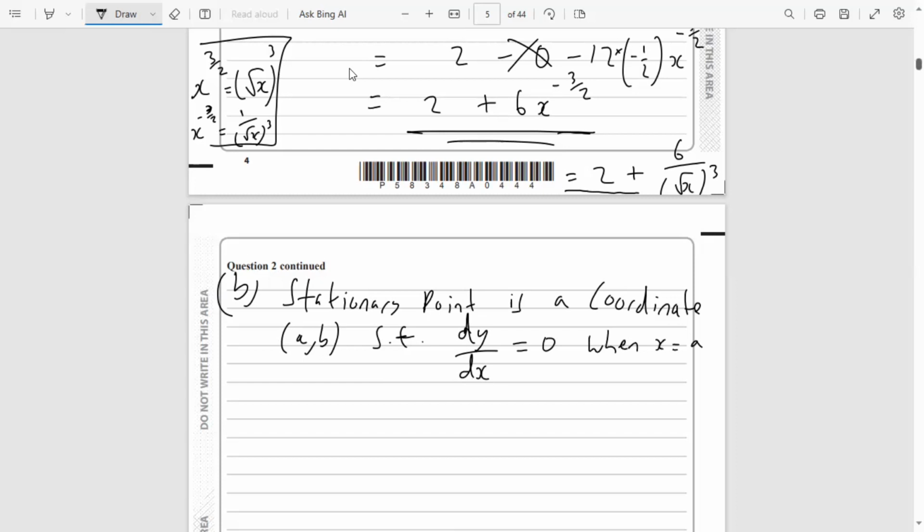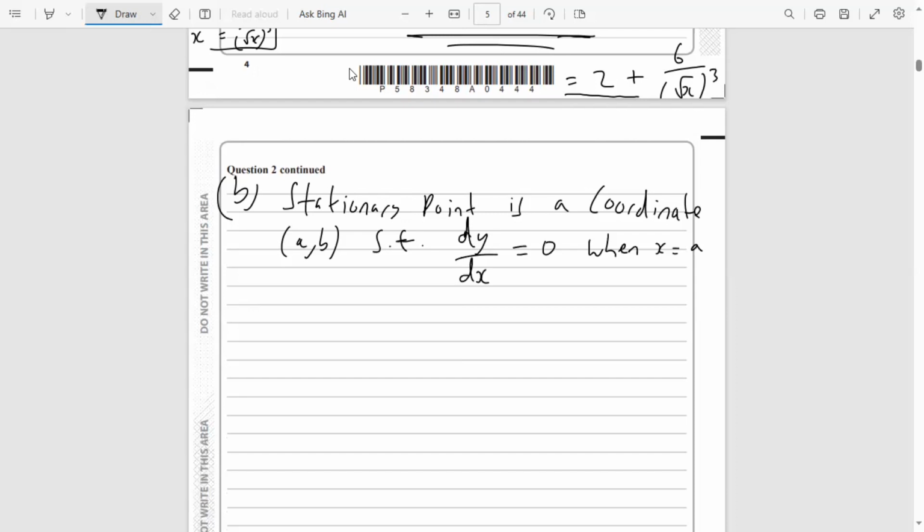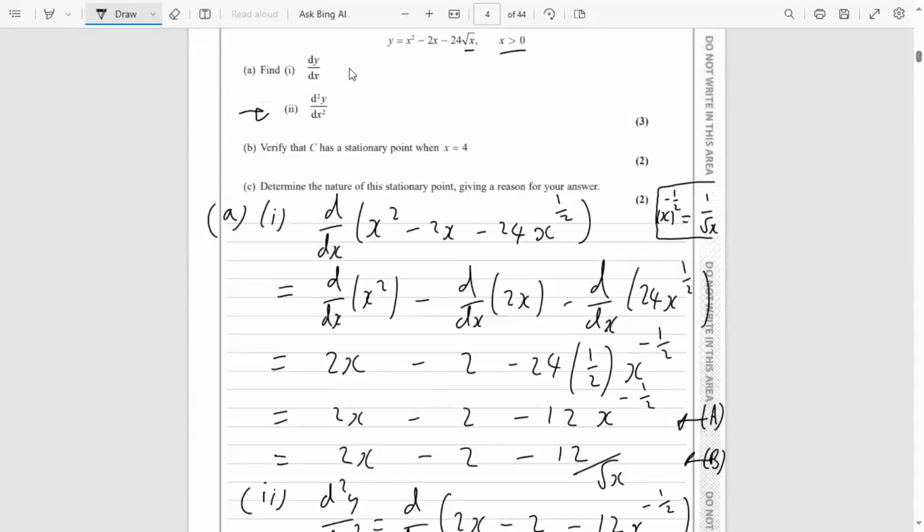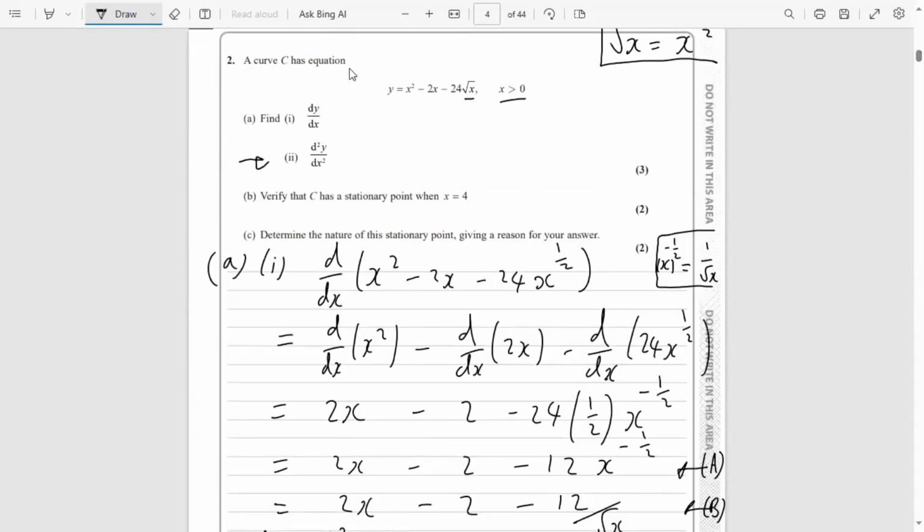That's what a stationary point is. A stationary point is either a maximum point, like that, where the gradient there is 0. It could be a minimum point like this, where the gradient there is 0. Or it could be a point of inflection, something perhaps like this, where again your gradient there is 0. So it's good to know what a stationary point is in order to answer a question on it. We want to verify that this curve has a stationary point when x equals 4.